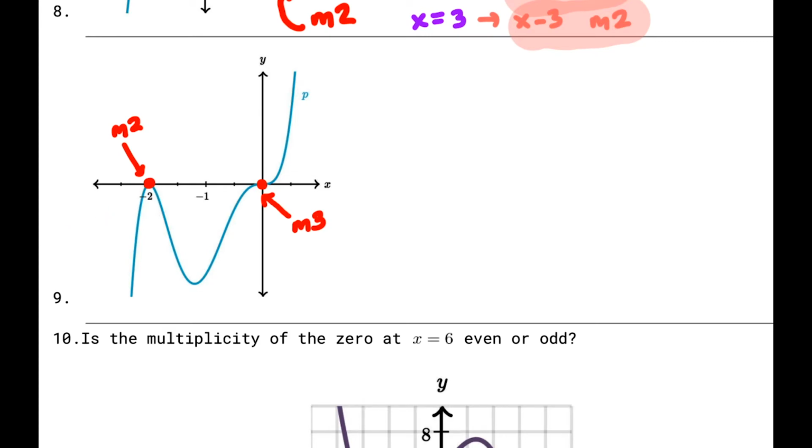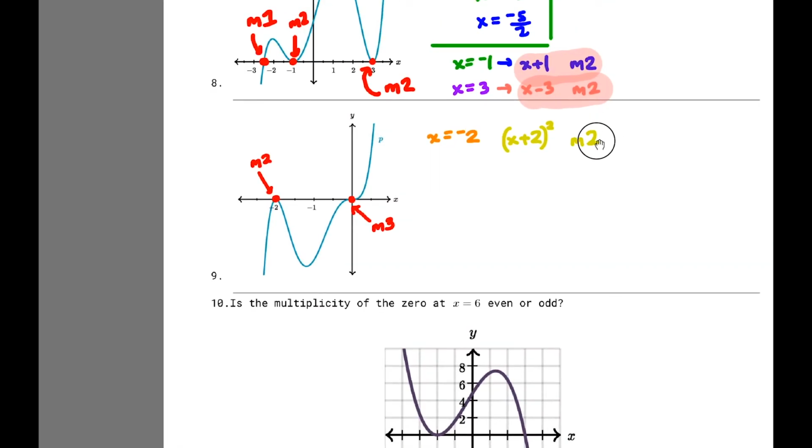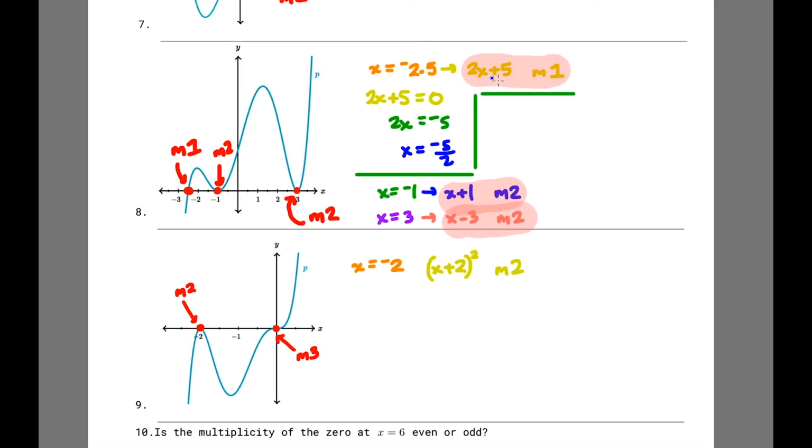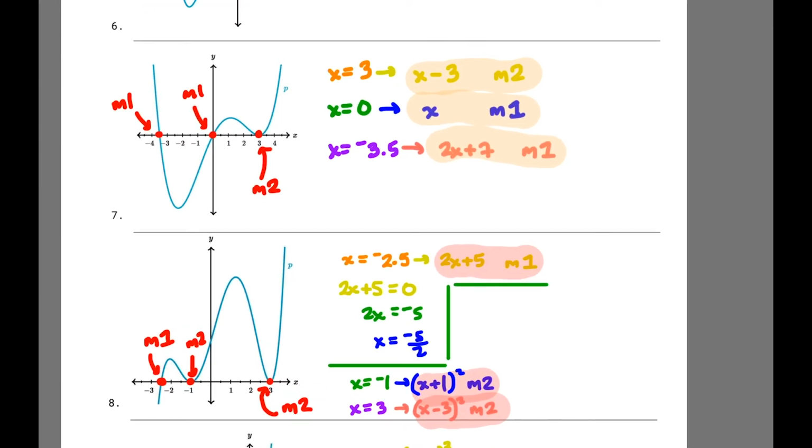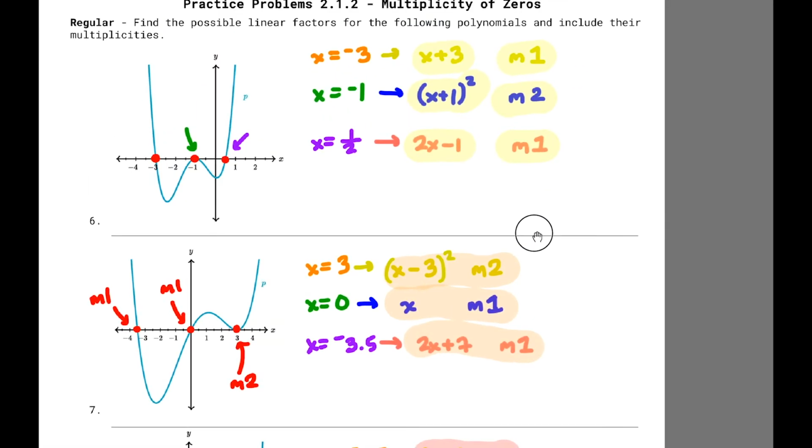Okay. All right. From here, I'm going to write x is equal to negative 2. And there is a bounce on that. So it's going to be x plus 2. And it's got a multiplicity of 2. So I'm going to put a squared in there. Okay. I probably should have done that for some of these other ones too. Like I could have put a squared here. I could have put a squared here because of the multiplicity. Didn't do it on this one either here. So squared. And that one does have a squared.